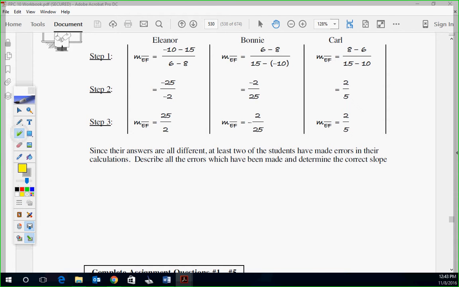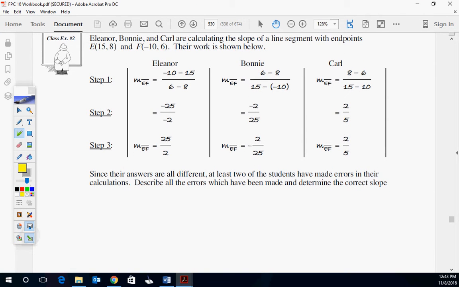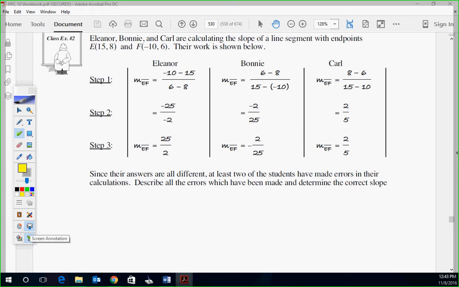So let's look at Eleanor first. So negative 10 minus 15. Let's make sure she put these in right. Okay, so negative 10 minus 15. What's wrong with that? Okay, so right now we can mark this with red here. And this. These are x's, these are y's. They should be flipped. So Eleanor had x on top. Okay, done with that one.